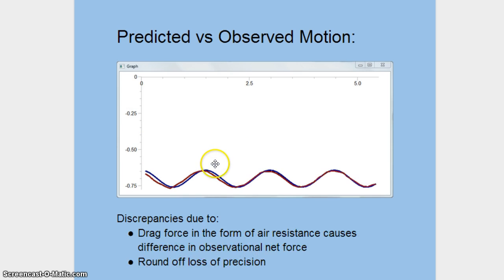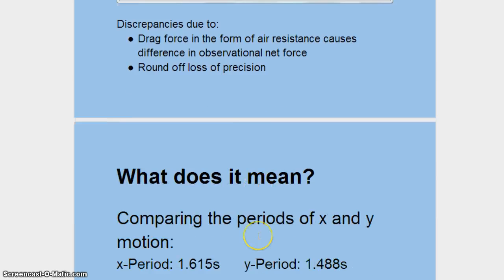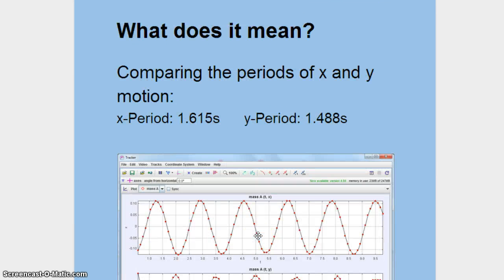Here's a graph of the predicted versus observed motion. Now, it's a very accurate model, but there are discrepancies due to drag force in the form of air resistance and round-off loss due to the various software we used. So what does it mean? Now I'll move on to that section.